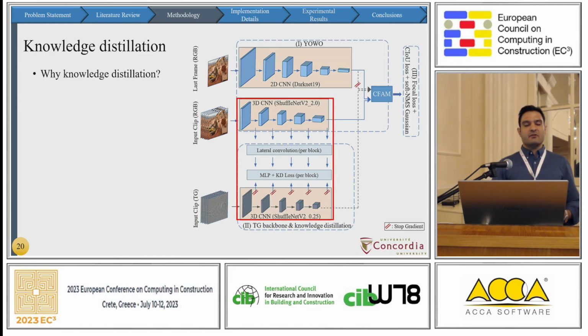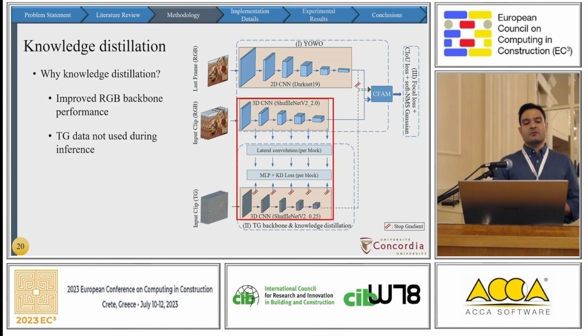And I mentioned that we're using knowledge distillation to solve the problem with added computation, but how is this helping? We use knowledge distillation during the training to improve the performance of the RGB backbone by transferring knowledge from the temporal gradient data. So during inference, we will drop this added backbone. So overall, we obtain improved performance at no additional computation cost.